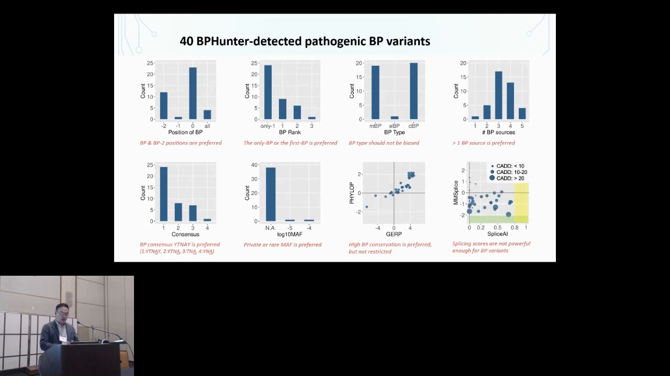We also applied SpliceAI and MMSplice, which are two recent software tools trying to predict variants having a mis-splicing effect. For SpliceAI, they recommend 0.8 as the cutoff. None of them is beyond this cutoff. And for MMSplice, only one BP variant is barely on the edge. So it seems that splicing scores are so far somewhat underpowered to identify those BP variants.